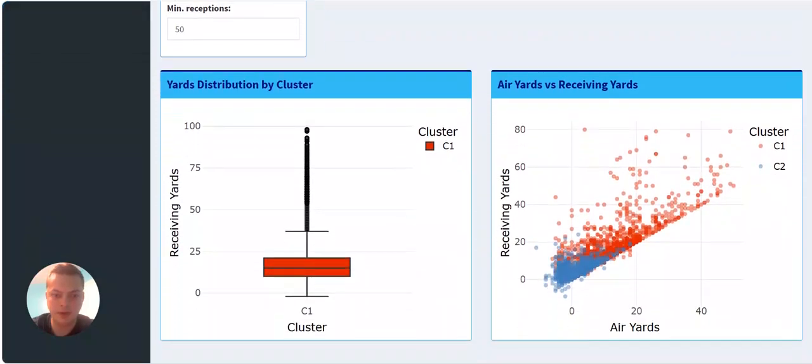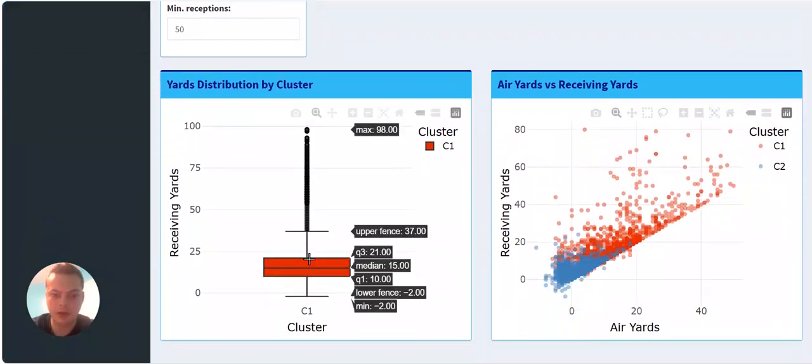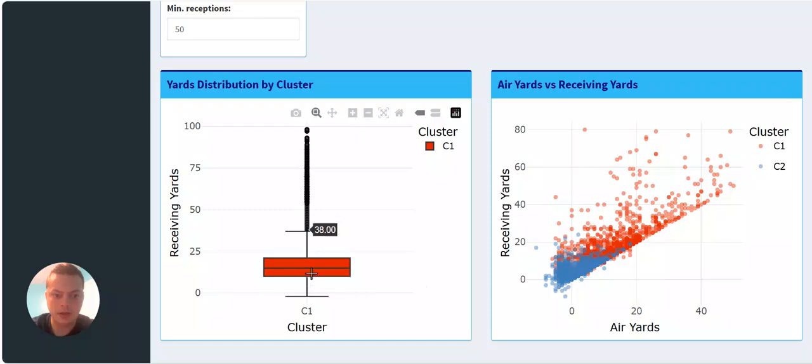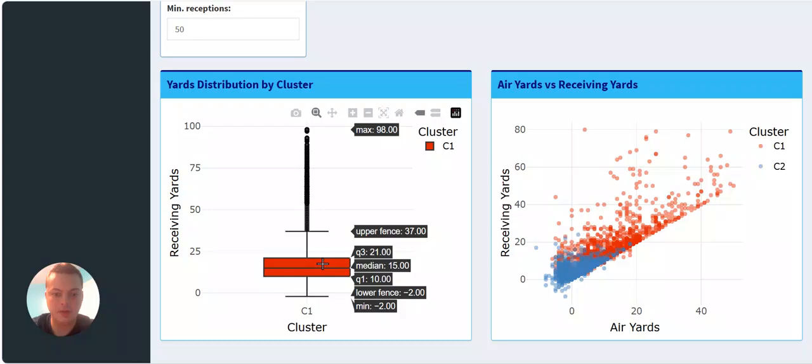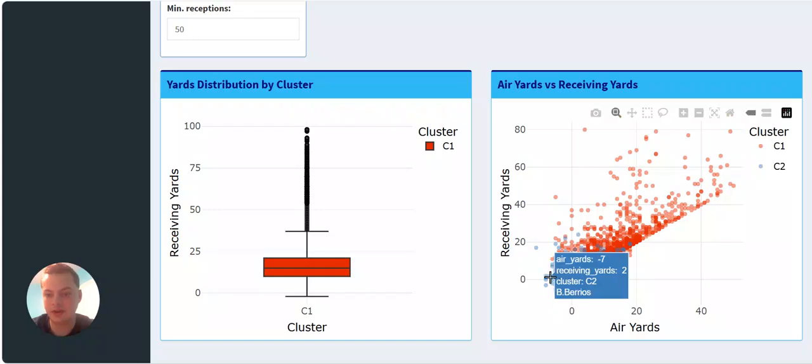So you can see how cluster 1 has a maximum of 98 yards, a minimum of -2, and then you can see how air yards versus receiving yards in cluster 2 fall a lot lower than in cluster 1.